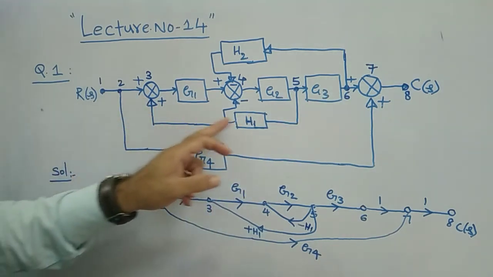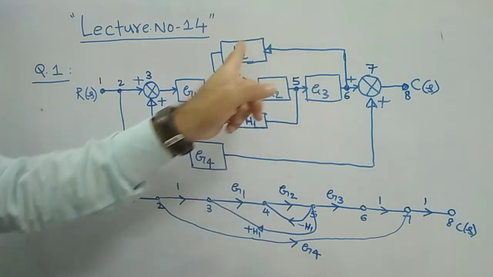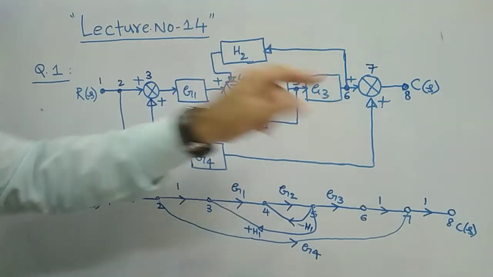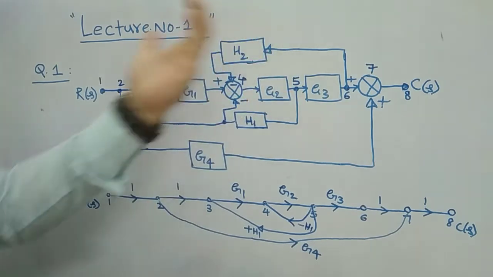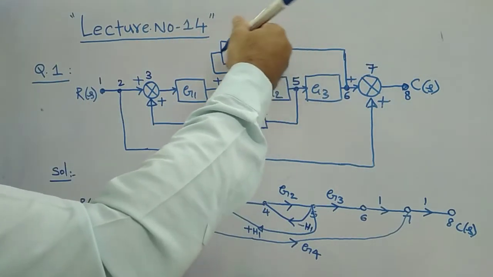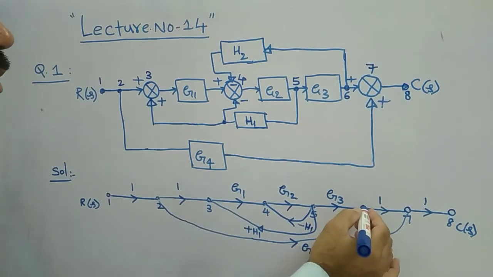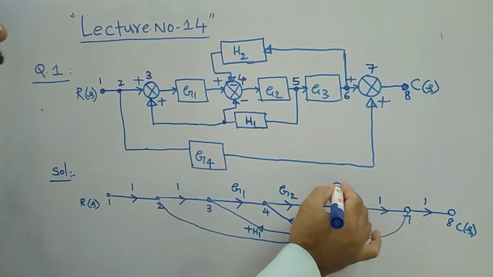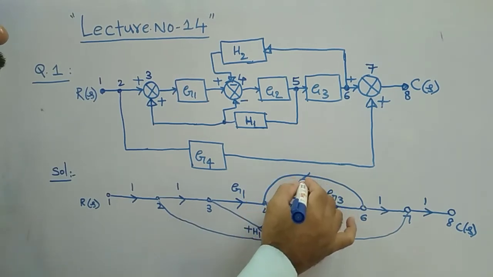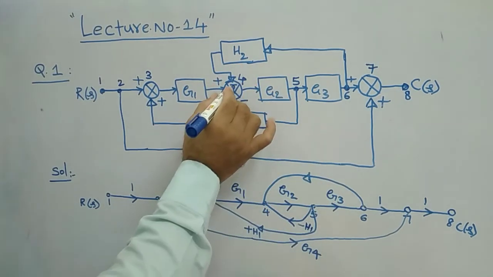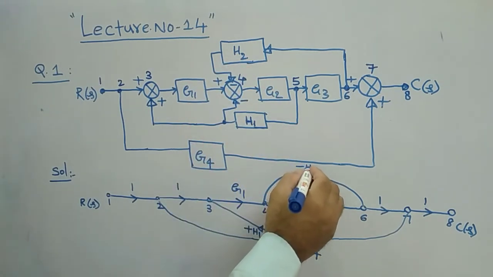And now, this portion is completed. This loop is completed. Now what is remaining? This one, from 6, it is coming with the negative direction, I mean reverse direction, to this fourth point, means 6 to 4. 6 to 4 means this is the sixth point, and then reaching the fourth point with the reverse arrow mark, and it is coming to minus. What is the gain? H2. It is nothing but your minus H2.